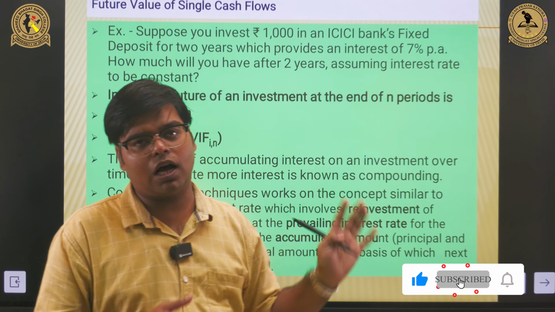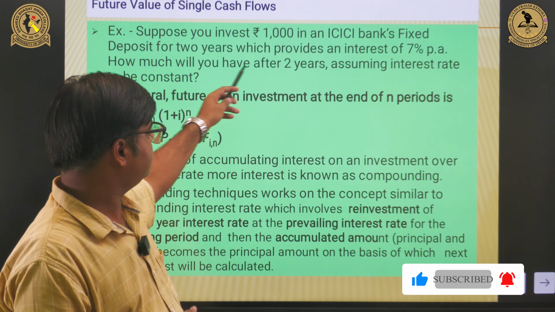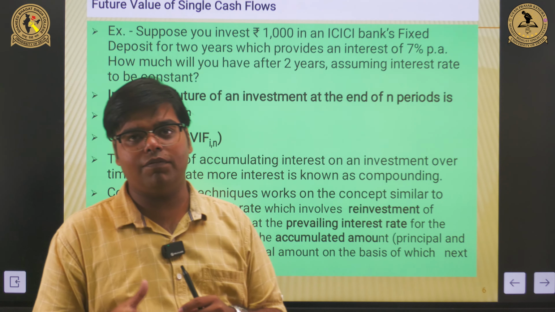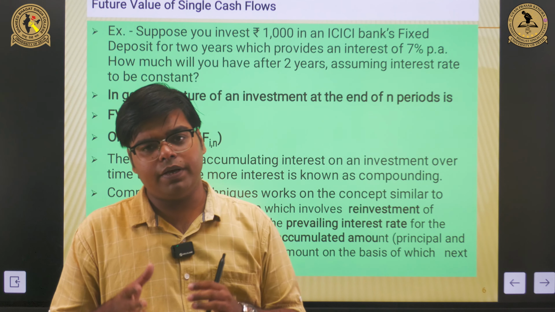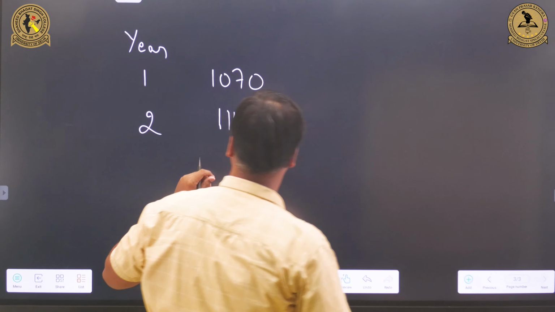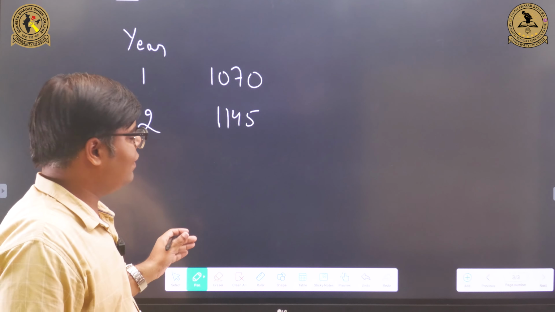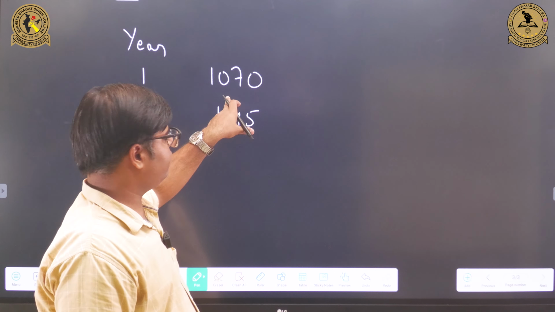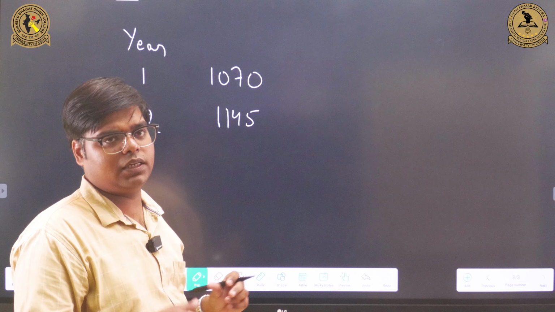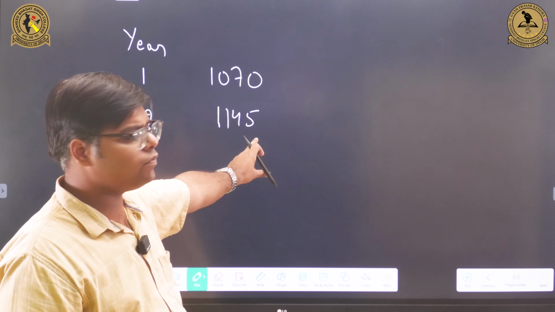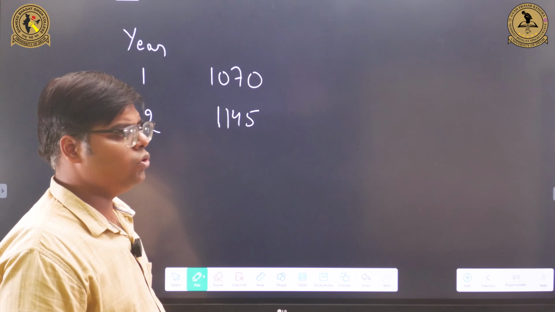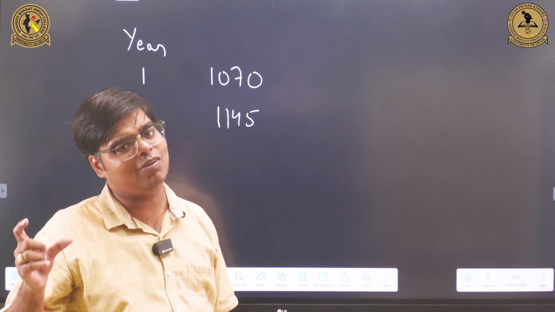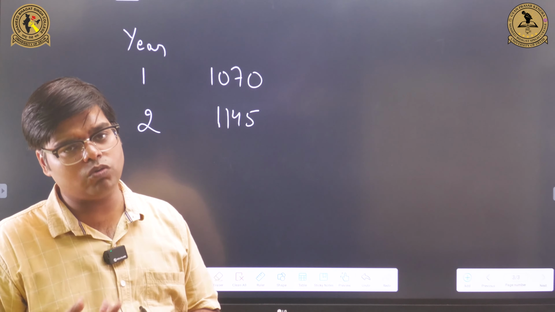If I am saying Mr. Rahul has invested 1000 rupees for a time period of 2 years at a compound interest rate of 7% per annum. Now based upon this information, if you have invested 1000 rupees for a time period of 2 years, then it will become 1070 rupees in year 1 and 1145 rupees in year 2. So this 1145 is the future value of my one-time investment, that is 1000 rupees.